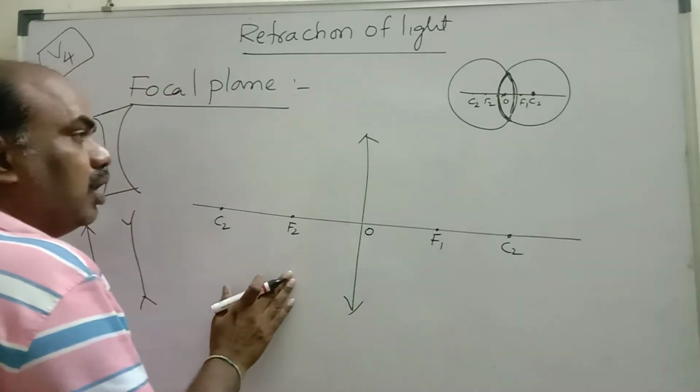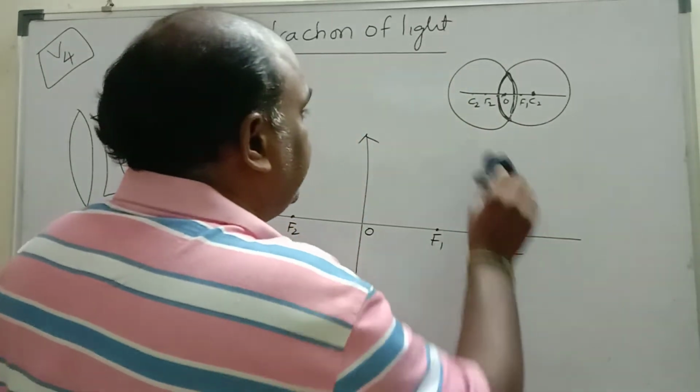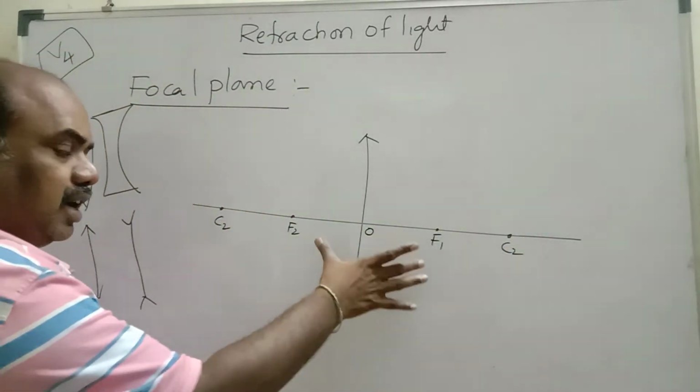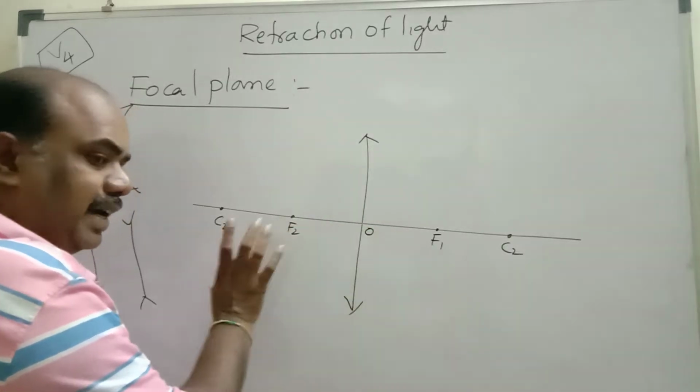This diagram you can also draw like this for our convenience. Now see, this is a biconvex lens. A biconvex lens consists of one optic center, two foci and two centers of curvature.